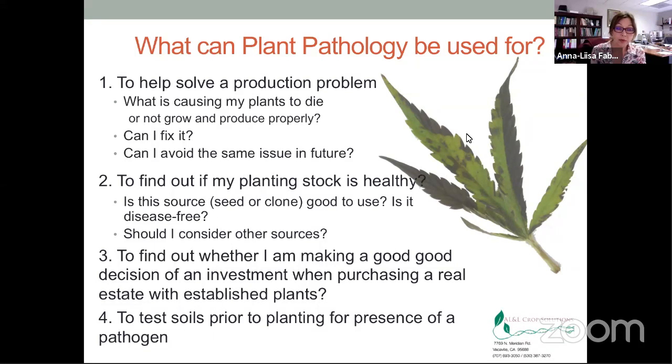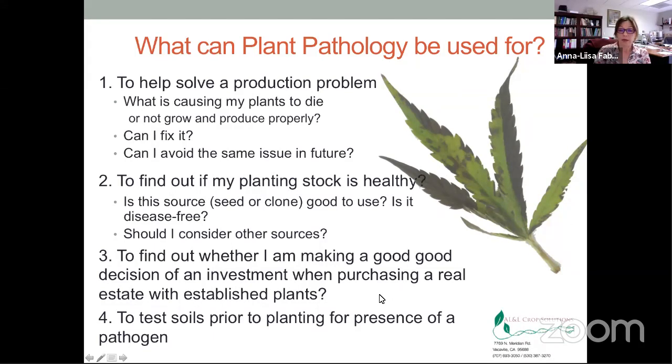Then there is a second part of plant pathology, and what we're doing here is to ensure that the planting stock is healthy. We do a lot of testing, not only for cannabis. The cannabis testing part is in the beginning stages, where people want to make sure that the source of their planting material is disease-free. That's why a plant disease testing laboratory like us could be helping you to ensure that your planting stock is healthy.